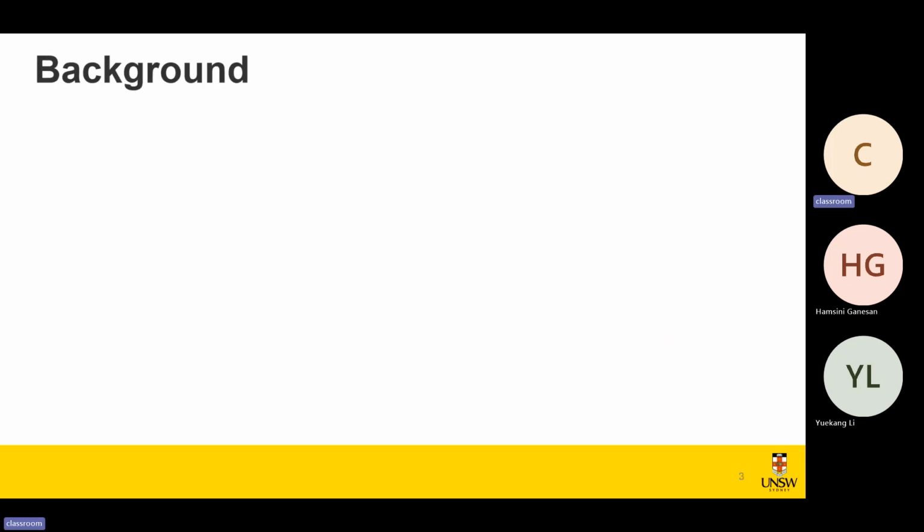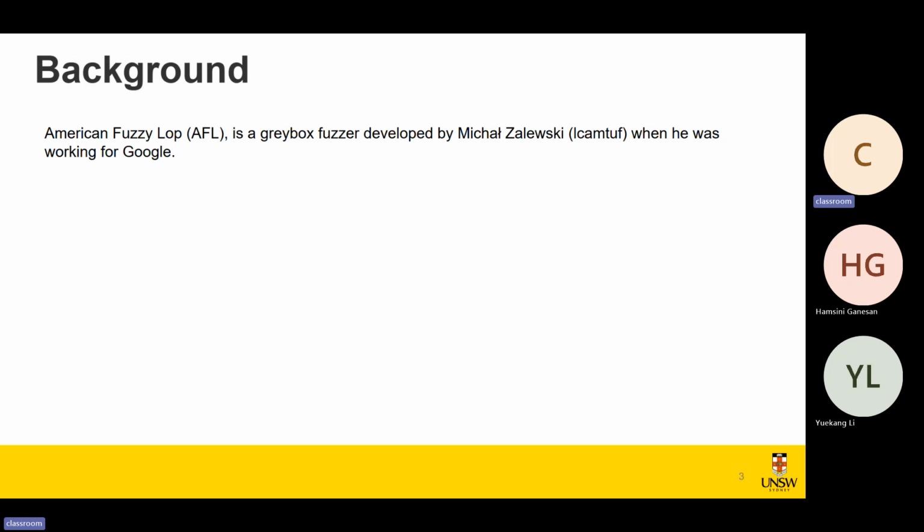So the background is like this. In our last lecture, we learned that gray box fuzzing is one of the most effective and practically useful fuzzing techniques, right? And we are going to learn the most popular gray box fuzzer today. American Fuzzy Lop was developed by this guy called Michal Zalewski, and his username is like this. It was developed when he was working for Google.